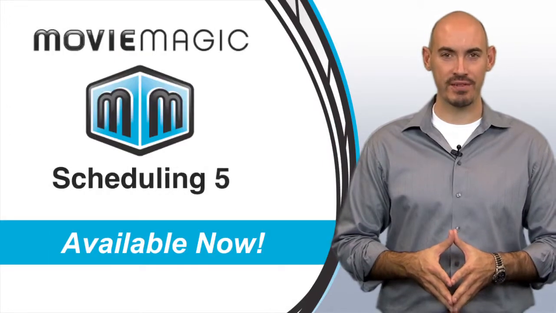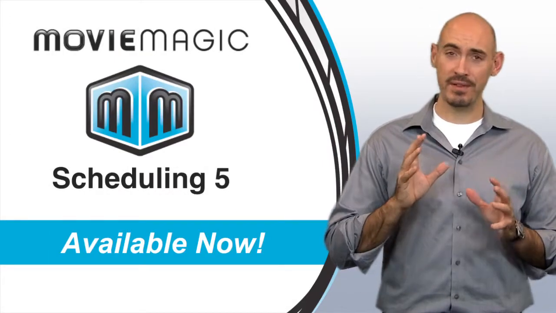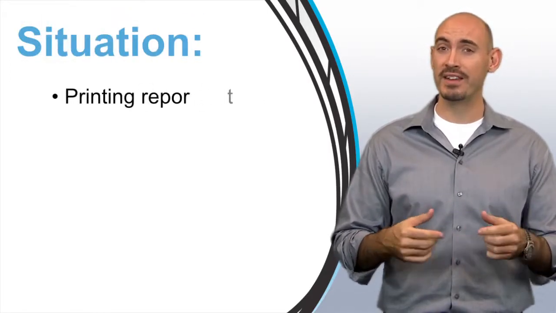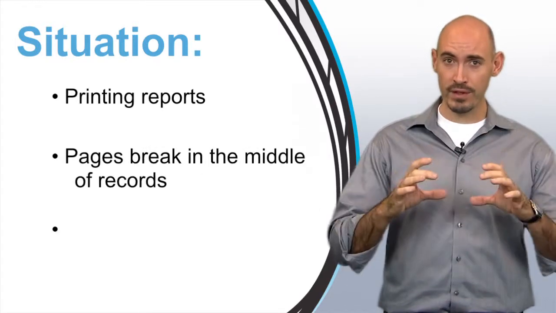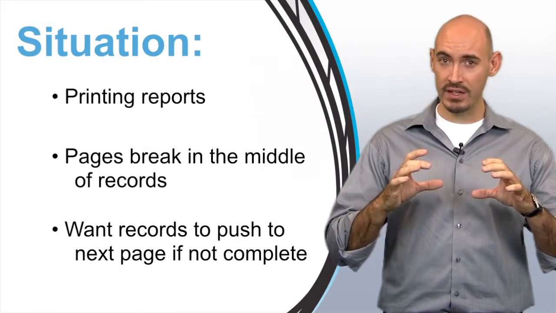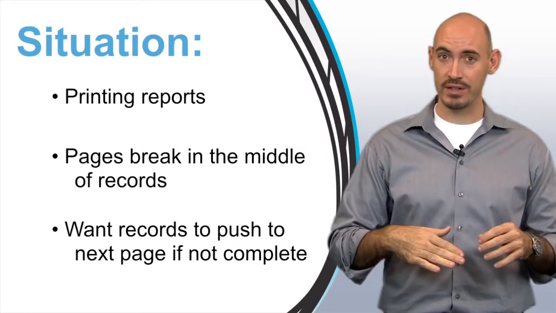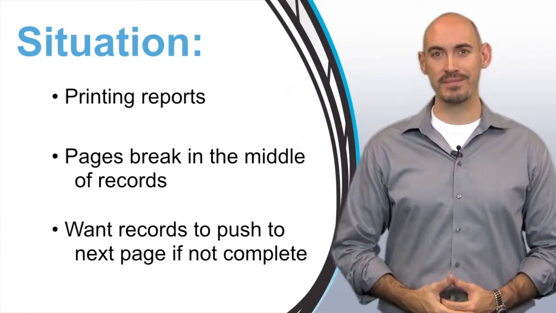In this video, I'll be going over a new preference that was added to Movie Magic Scheduling 5. Now, this video is going to be very quick, but it's very important for those people who find themselves in a situation where they're printing out reports and they don't want the information to span multiple pages. So, if the information within a record can't fit on the page, you want it to push to the next page. Let me show you how that works.